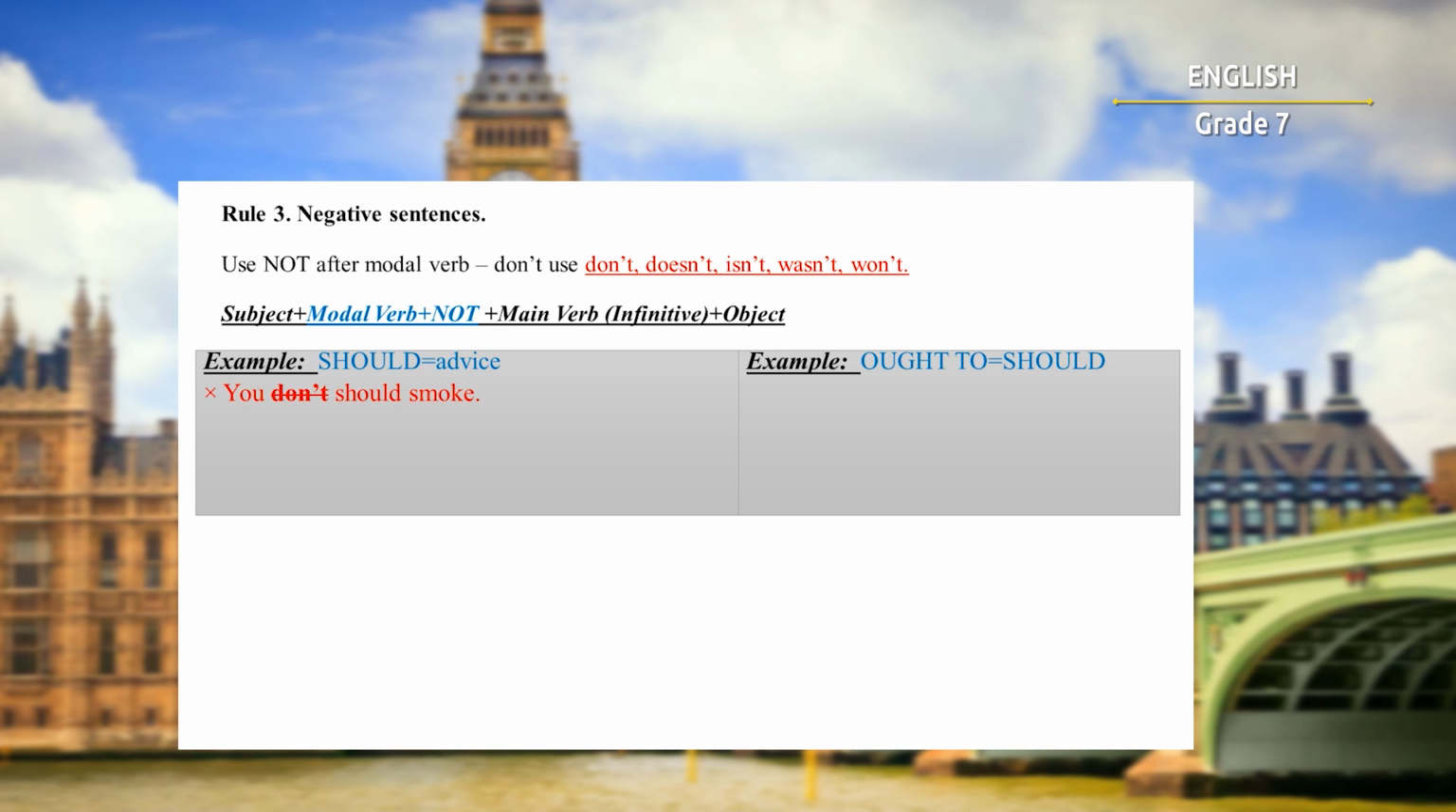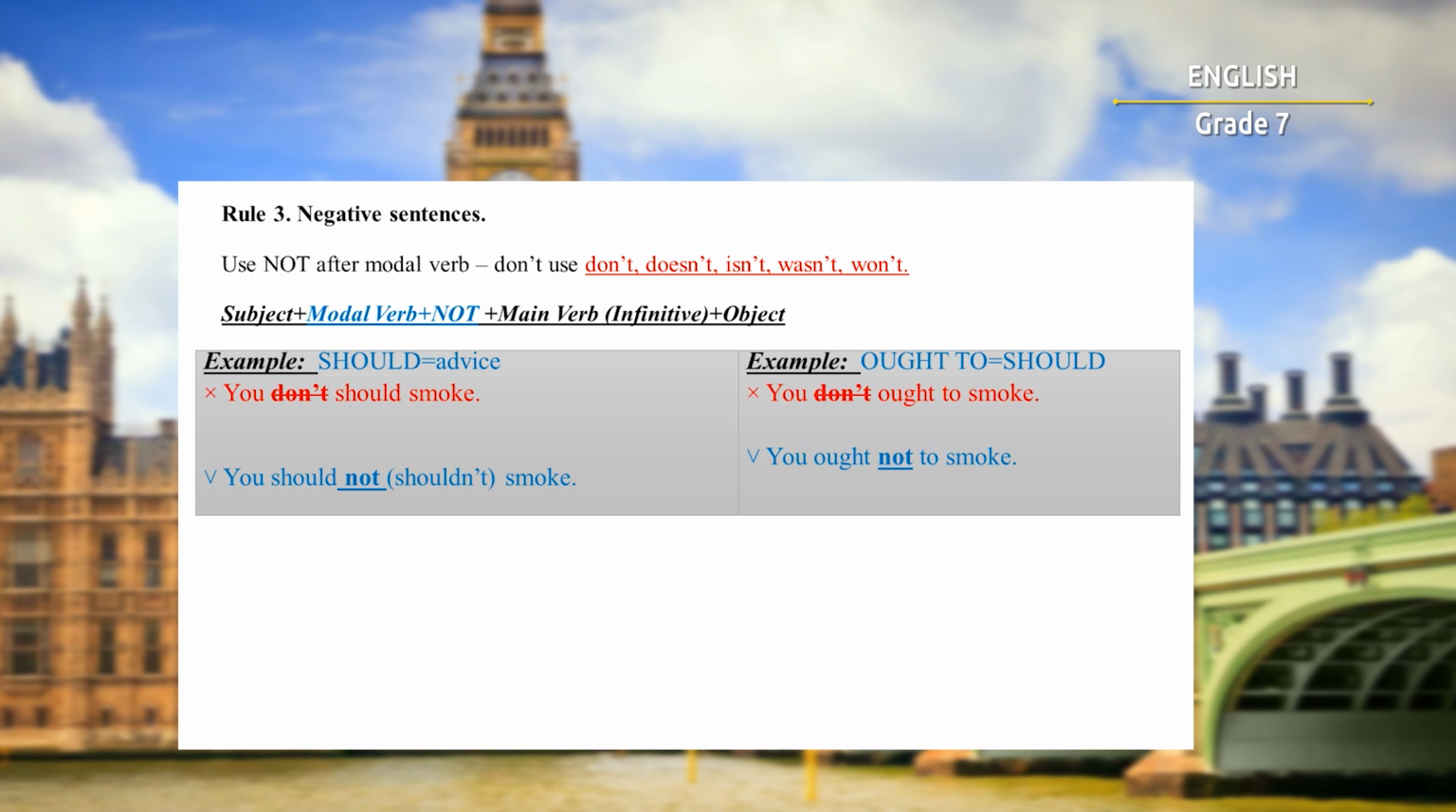For example, let's look at this sentence. You don't should smoke. It seems this sentence is not correct. Why? Because the rule says we don't use don't. We should say you should not or you shouldn't smoke. And an example with the modal verb ought to, you don't ought to smoke. This sentence is also incorrect. We shouldn't say you don't ought to smoke, but you ought not to smoke.